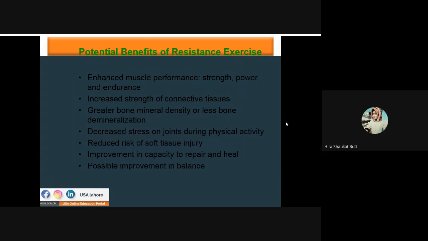All right, so what are the potential benefits of resisted exercises? It will enhance muscle performance, and all the components will be enhanced, obviously the components of muscle strength, muscle power, and muscle endurance.